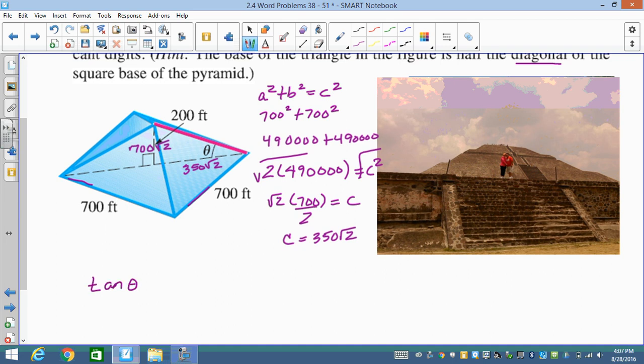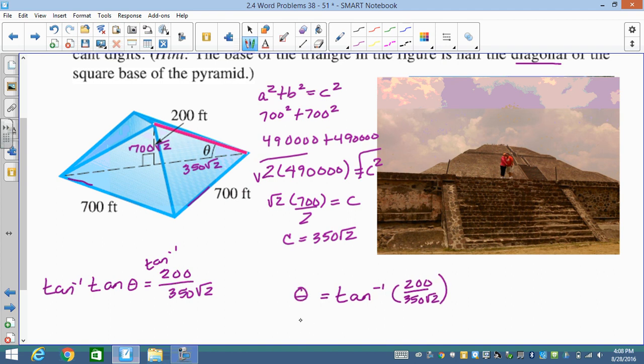Tangent of theta equals opposite, which is 200, over 350 square root of 2. This is the arctangent, so I can do the arctangent here, arctangent here. So you get theta equals the arctangent of 200 over 350 square root of 2. And then you're going to throw that into the calculator.